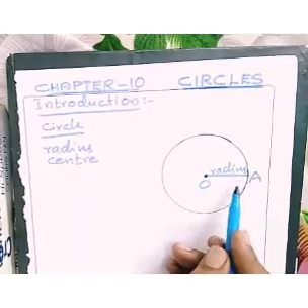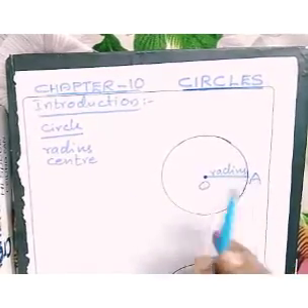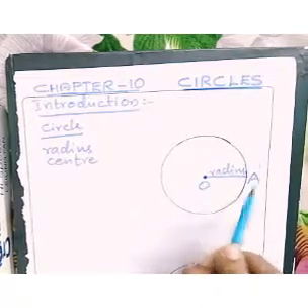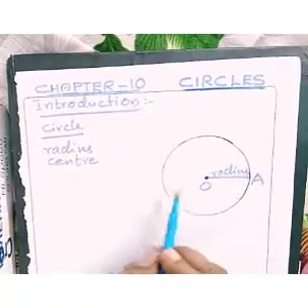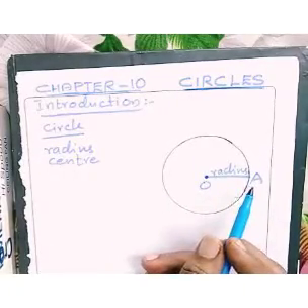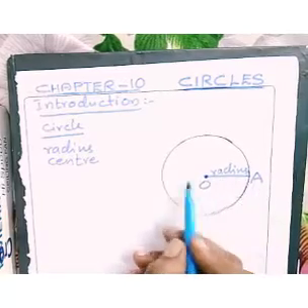Actually, what is the radius of the circle? The line segment OA. Here in this figure it is line segment OA. That is, you are joining the center to any point on the circle. So radius is the line segment which is joining the center to any point on the circle. So the length is called radius. This length is called the radius.